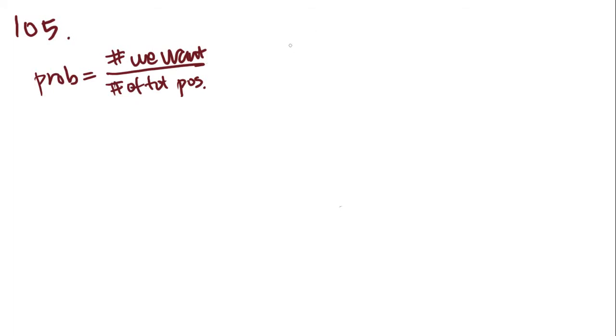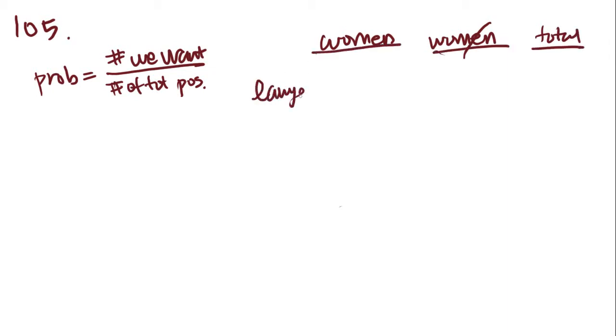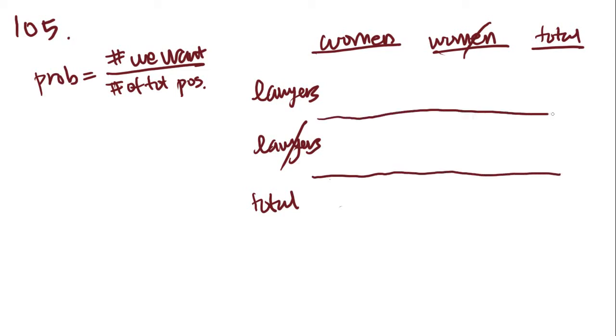In this case, they're giving us two different lists. They're giving us a list of people who are women versus people who are not women. And they're giving us a list of people who are lawyers versus people who are not lawyers. And by setting up this matrix, we will be able to figure out who is who and what the relationship is between these two lists.